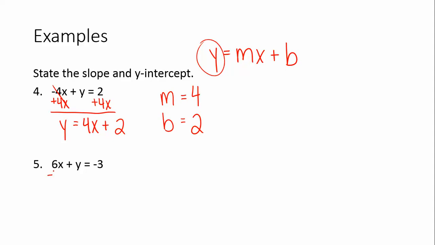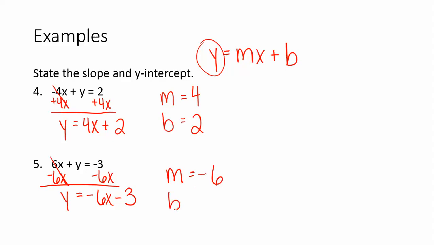First, we want to be subtracting 6x to the other side. Why are we subtracting? Because we need to do the opposite. 6x is positive, so to move it to the other side, we subtract. So that gives us y equals negative 6x minus 3. Watch the sign there. So now we have the slope of negative 6 and the y-intercept negative 3.